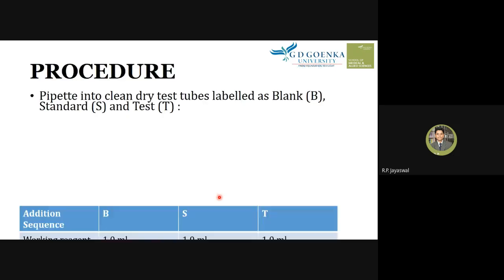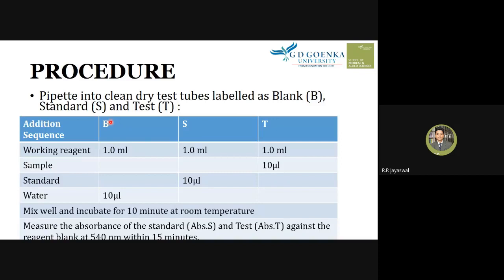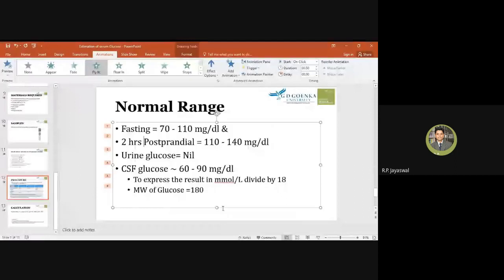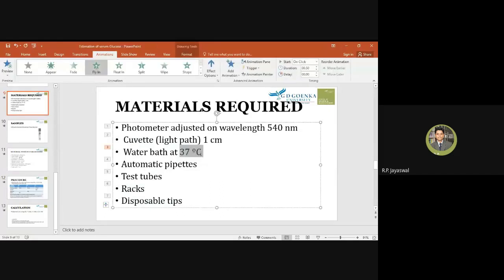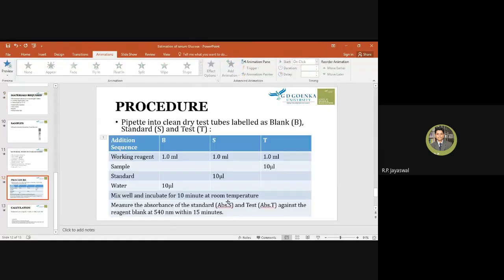Now, the procedure is: take a test tube, label it B for blank, S for standard, T for test. Then we add 1 ml of working reagent in each test tube. Sample, we add 10 microliter in T. Standard, we add 10 microliter in the standard tube, and water, we add 10 microliter in the blank. We need to mix well and incubate for 10 minutes at 37 degrees Celsius, not at room temperature. Let me rectify this: this is at 37 degrees Celsius for 10 minutes, right?